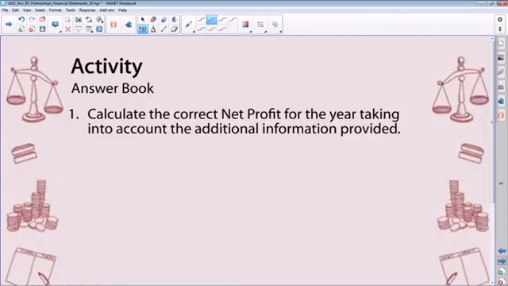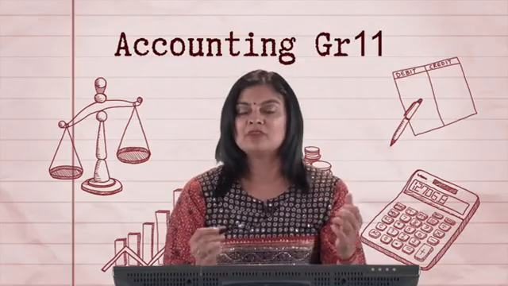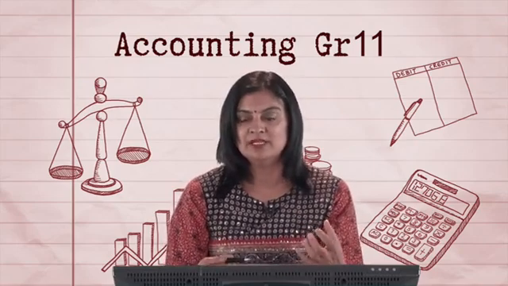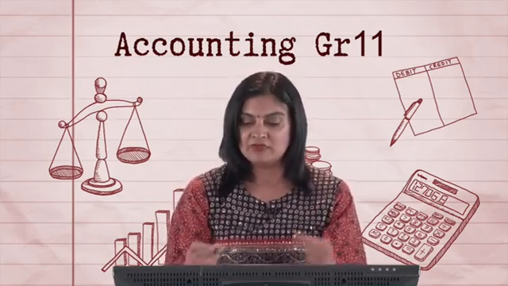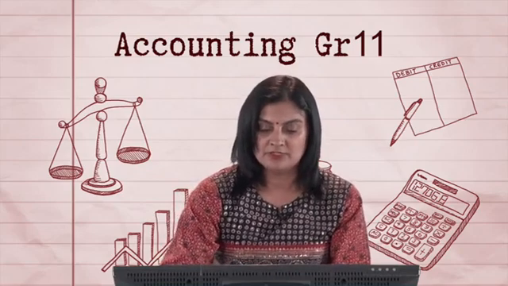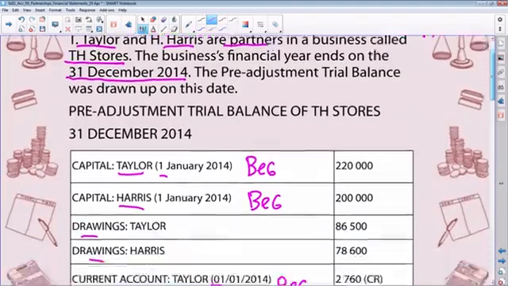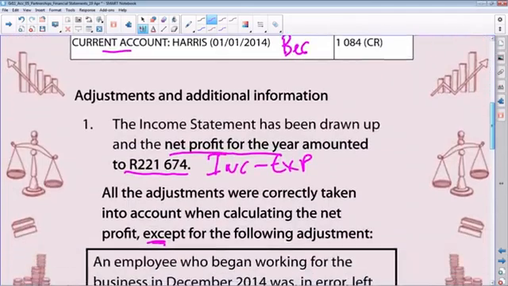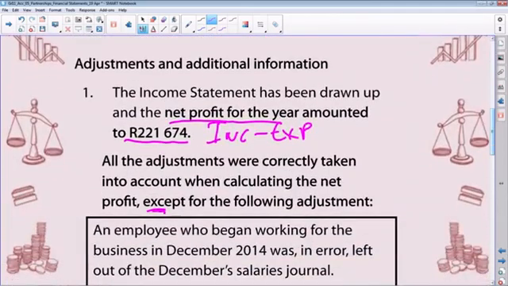Now our first question wants us to calculate the correct net profit for the year, taking into account the additional information provided. In other words, they're talking about information 1. The net profit for the year was given to us. However, there's one more adjustment that needed to be taken into account. So let's do that. Right, so we've got the net profit for the year. Let's just quickly find that.